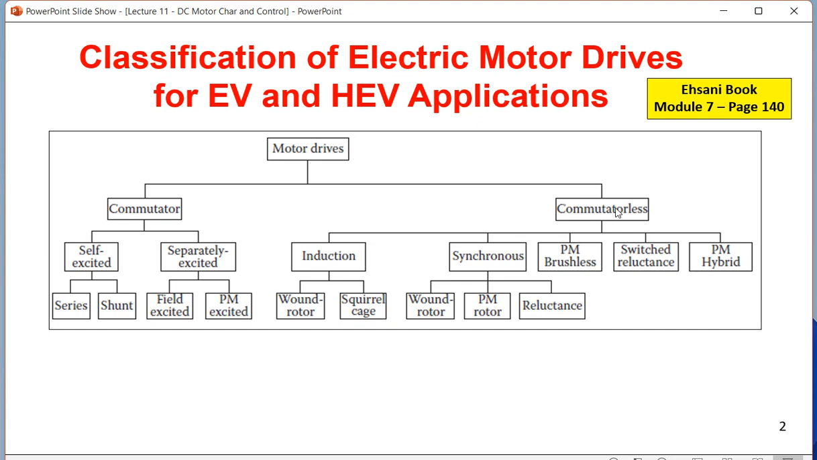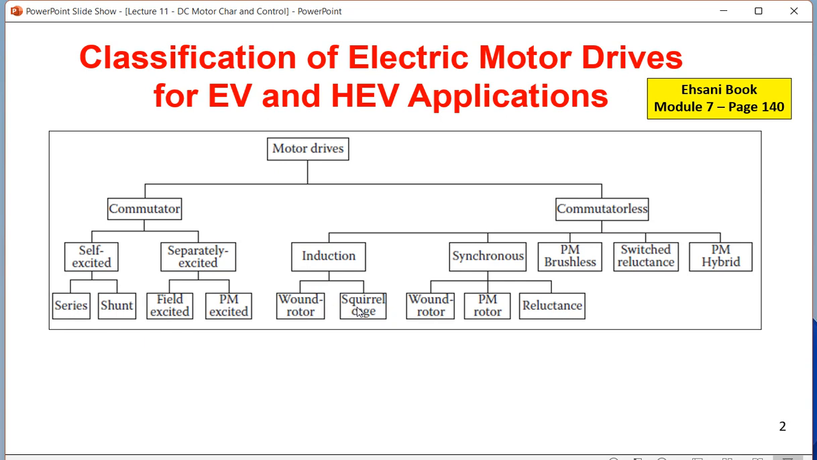On the right side there is the commutatorless motor. First comes the induction motor, which is an AC motor. By the induction principle the power is transferred from the stator to the rotor. In the induction motor, mainly the AC power is connected to the stator, and by the induction principle the stator electrical power is transferred to the rotor. In the next lecture we are going to see how the power gets transferred from the stator to the rotor in an AC motor. There are mainly two types of induction motor: wound rotor and squirrel cage.